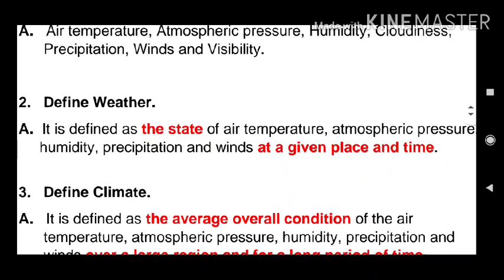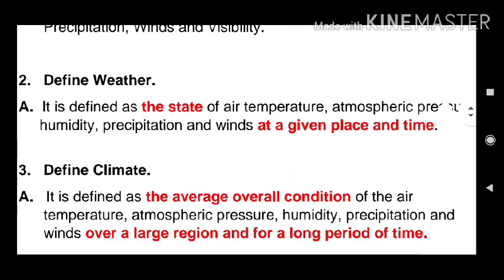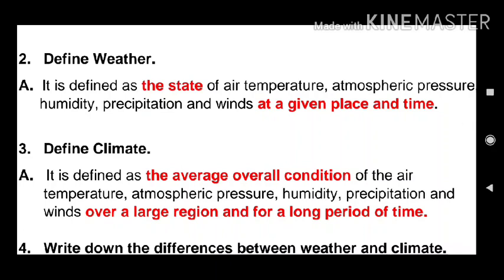Next question, define weather. It is defined as the state of air temperature, atmospheric pressure, humidity, precipitation and winds at a given place and time. We have already learnt about the elements of atmosphere in the previous question. Here, weather is nothing but the state, the condition of those elements, I mean the air temperature, atmospheric pressure, humidity, precipitation and winds at a given place and at a particular time. This is defined as weather.